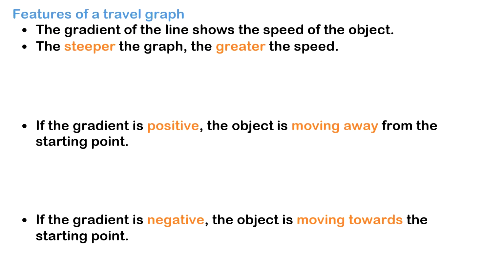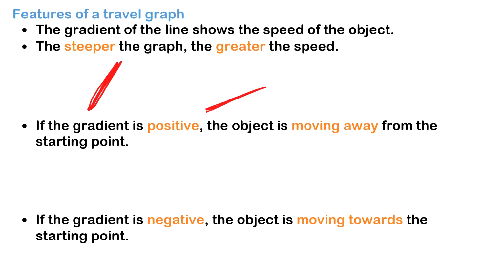So, the features of a travel graph. The gradient of the line shows the speed of the object. So, the steeper the graph, the greater the speed. If I had a line or a part of the graph that was that steep, that is a lot faster than if I had a part of the line like that. So, the steeper the line, the greater the speed.